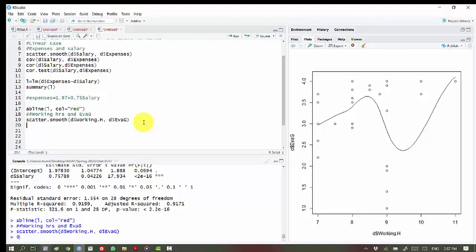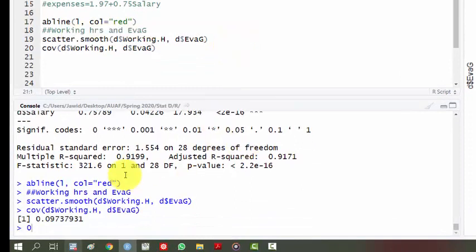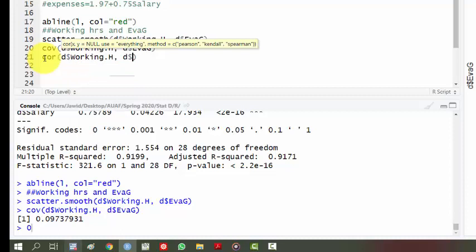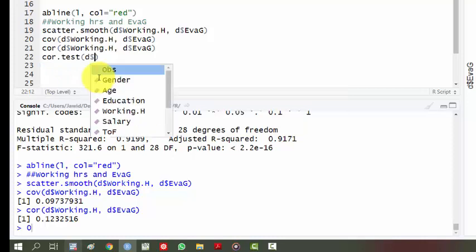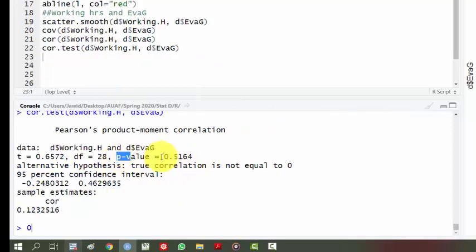To make sure everything is consistent, we go ahead with covariance, $$working hours and $$evaluation grade. And you see here it's 0.09, a very small number. Go ahead with the correlation, $$working hours, $$evaluation grade, and that's nothing but 12%, a very small number. You can test the significance using the cor.test function. You can see that the p-value for the test is 0.51, which is bigger than 0.05 or even 0.1, and therefore the correlation is not significant.